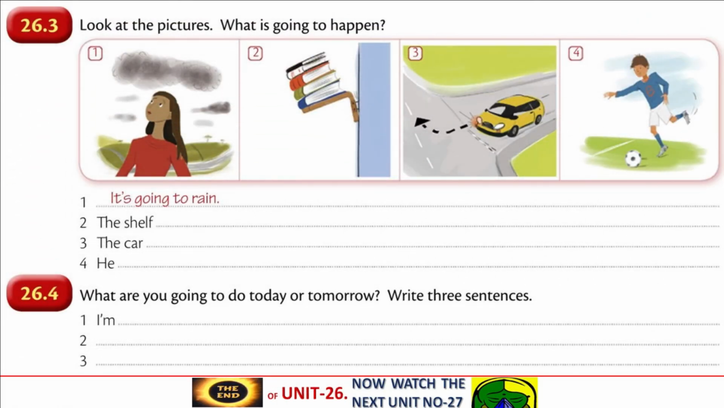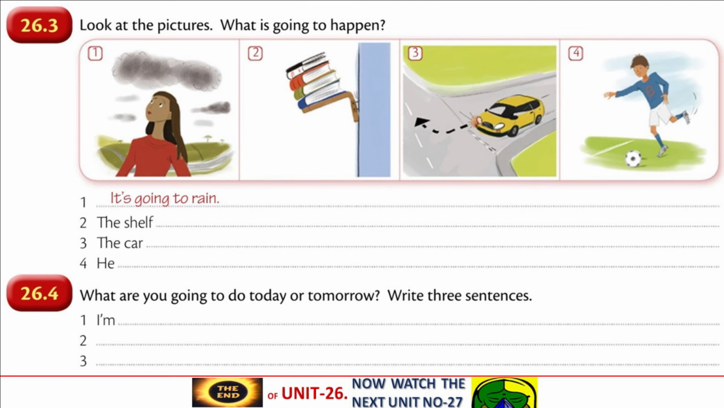26.3. Look at the pictures. What is going to happen? Number 1. It's going to rain. Number 2. The shelf is going to fall down. Number 3. The car is going to take a turn. Number 4. He is going to kick the ball.